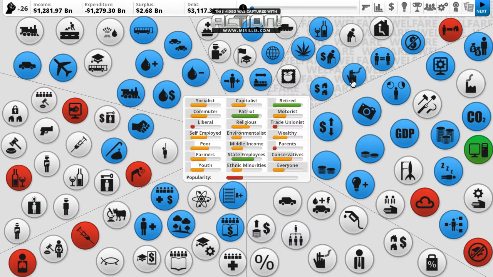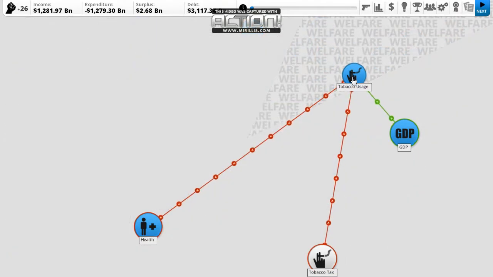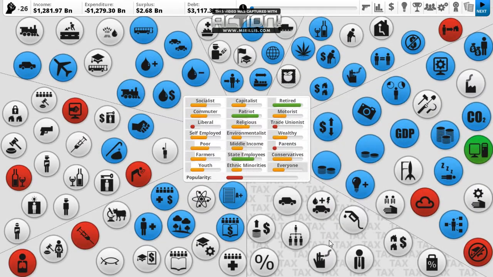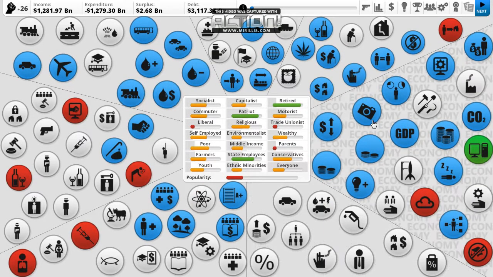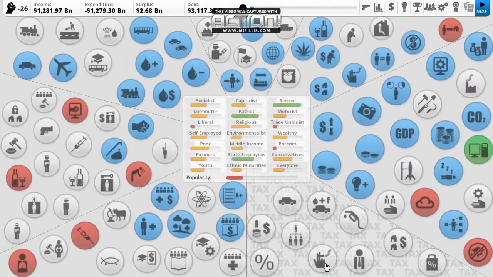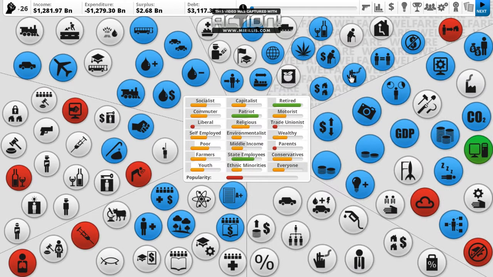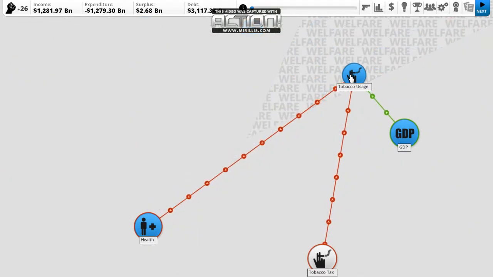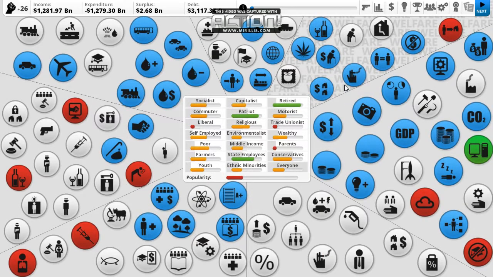So, like this, for example, is tobacco usage. You cannot directly change tobacco usage, but what you can do is change a policy to try and change tobacco usage. So, for example, anything in white is a policy that you can adjust. So looking at tobacco usage, I say, okay, what's increasing tobacco usage? Well, the tobacco tax has an impact. So if I want to change tobacco usage, I have to change the tax, and you change a policy and you try to move the situation in the direction that you want.